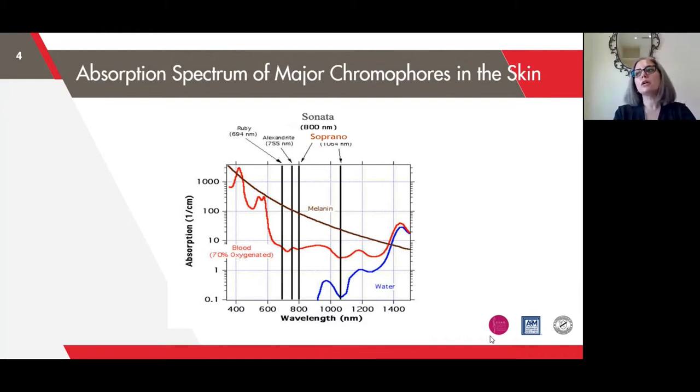The term chromophore comes from the Greek word chroma, meaning color, and phore, meaning bearer. Anything that absorbs color, we call a chromophore. As we discussed, melanin is our primary chromophore, our secondary chromophore is oxygenated hemoglobin, and our third chromophore, although it doesn't have color, but because it has absorption, is water.